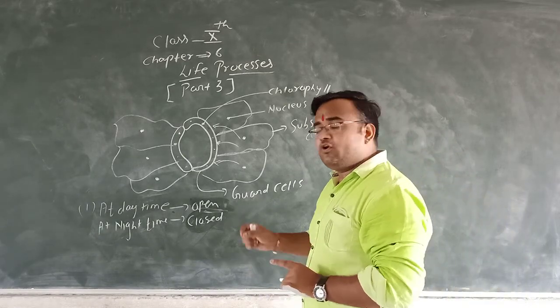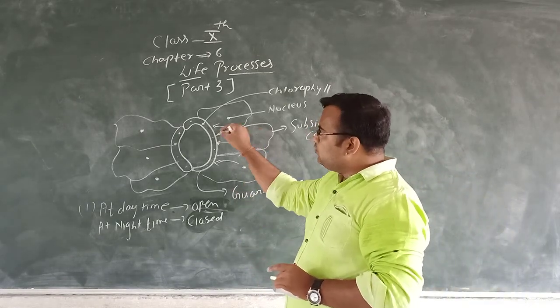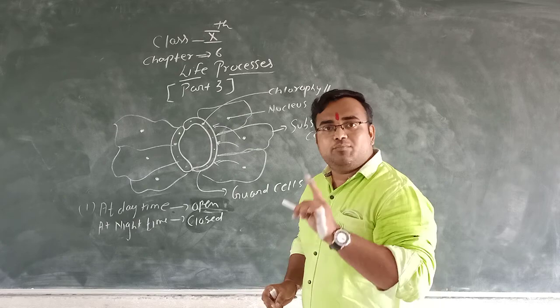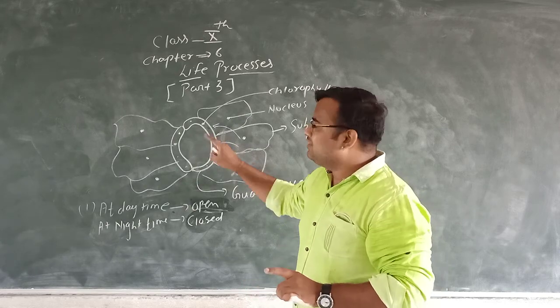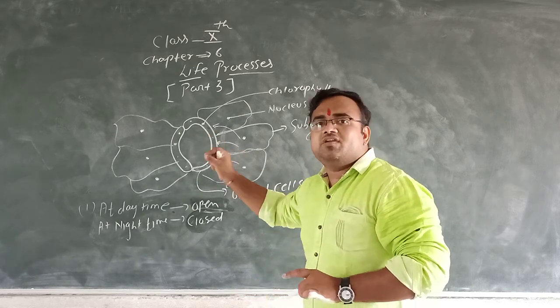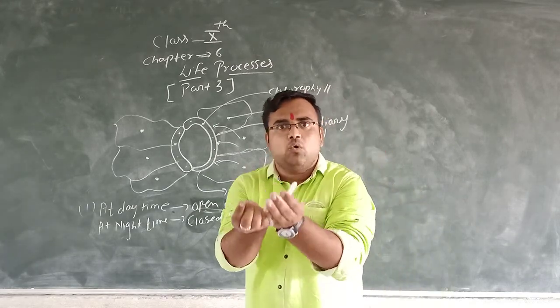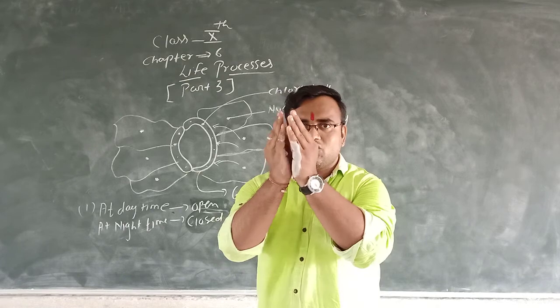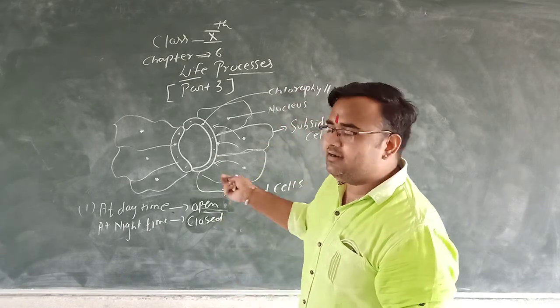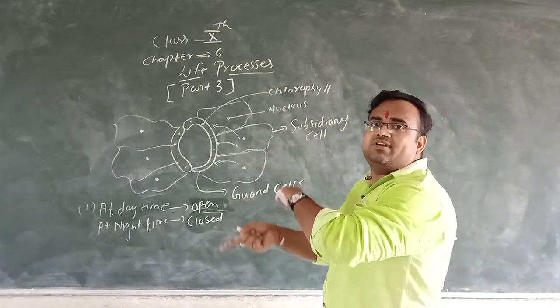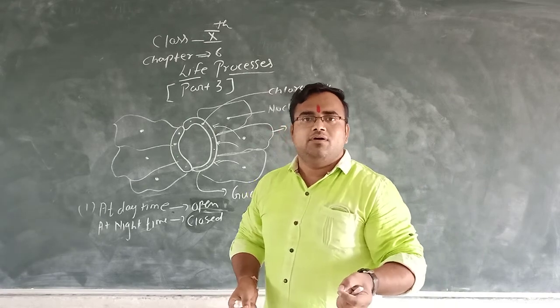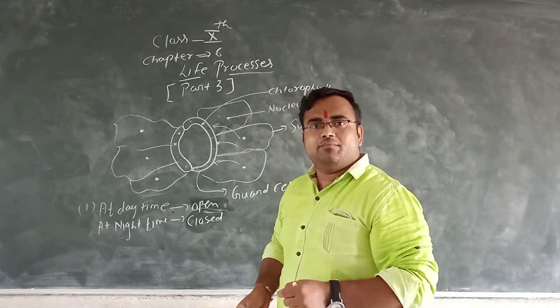Now, when the water from the subsidiary cell moves towards the guard cell, water pressure is applied on the guard cell, and due to the water pressure the stomata are opened. Due to the pressure the stomata are opened at daytime. Just opposite of it at night time. What is the mechanism for the night time?